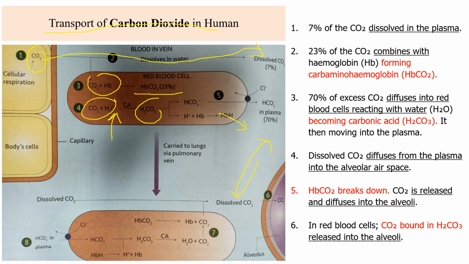So the carbaminohemoglobin breaks down, and carbon dioxide is released and diffused into the alveoli. In the red blood cell, the carbon dioxide bound with the carbonic acid is released into the alveoli.